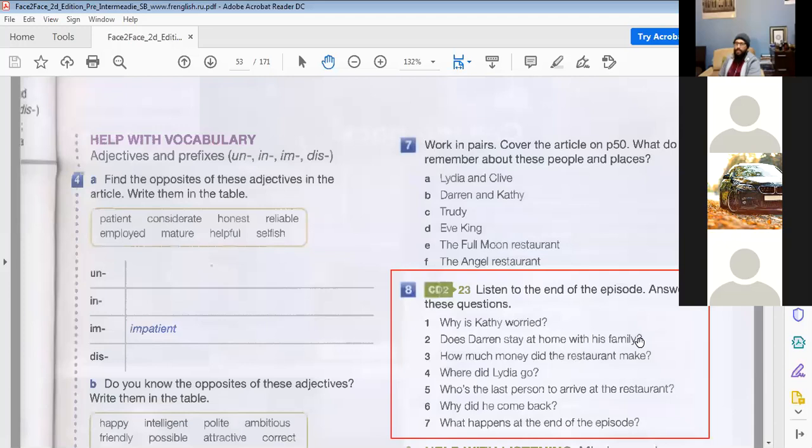So okay, but let's start here. Why was Kathy worried? Why was she worried in the beginning of the episode? Because her daughter not well. Correct. And her daughter's father is not with them. Yes, and her father, whoever that is, not with them. Correct. Now, number 2, does Darren stay at home with his family? No. No, he doesn't stay at home. Correct. How much? Do you remember how much money they made?